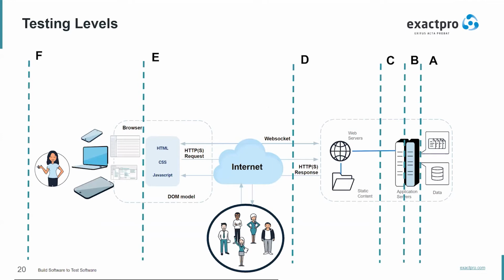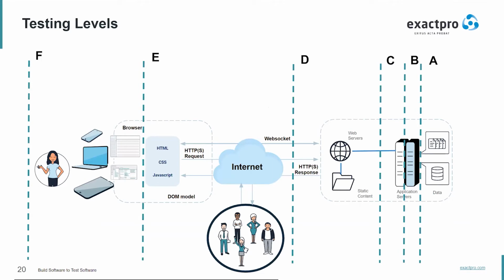Level A is on the right, and this is the easiest level. It's about the verification of the source data, which is stored in files or in the database. For this, we can use SQL queries or the command line.